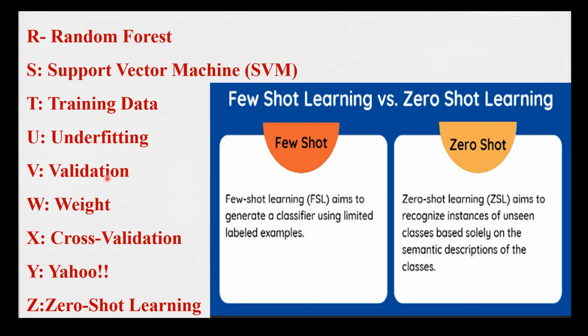V is the validation, which is the process of evaluating a machine learning model's performance on unseen data. This helps to ensure that the model generalizes well and can make accurate predictions on new data.